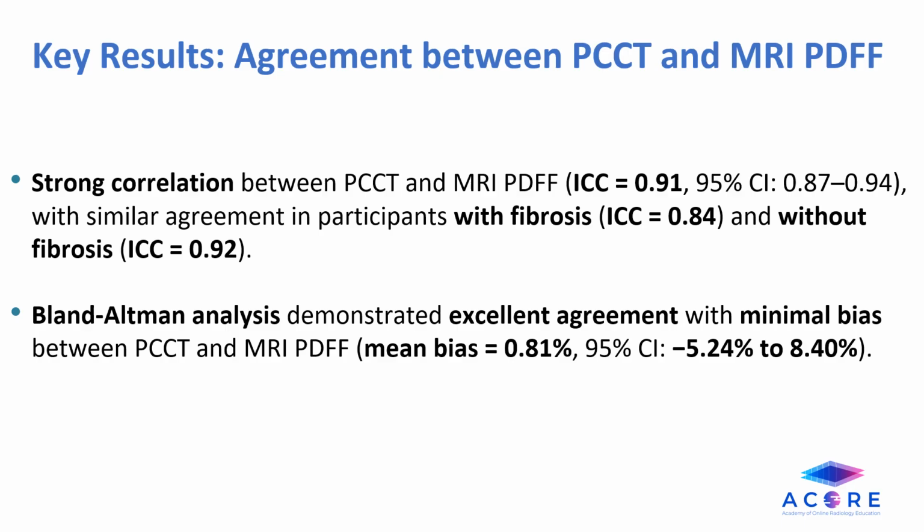And a Bland-Altman analysis was also done to check for systemic bias. It shows whether one method consistently over or underestimates compared to the other. So the mean bias was 0.81 with narrow confidence intervals. That means these two methods were well aligned, and so in short, the PCCT closely aligns with MRI for liver fat quantification, even across different clinical profiles.